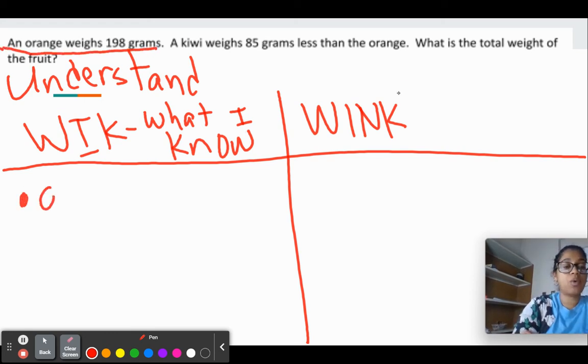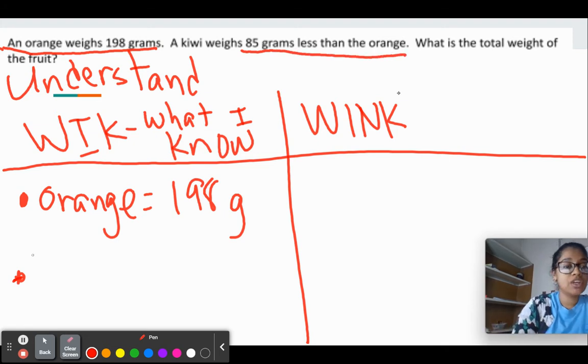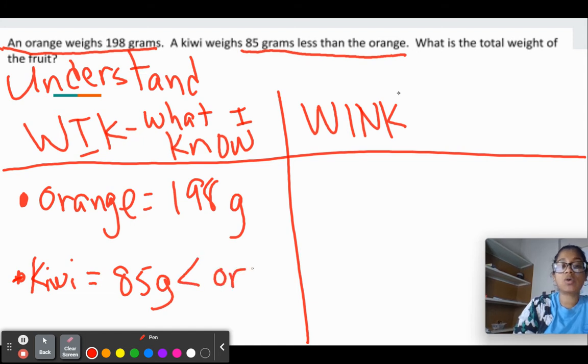I'm going to put that down there. So orange is equal to 198 grams. So that's the first piece of information that I know. Let's go ahead and see the next sentence says a kiwi weighs 85 grams less than the orange. So I know that as well. That's more information. So a kiwi is equal to 85 grams less than the orange.